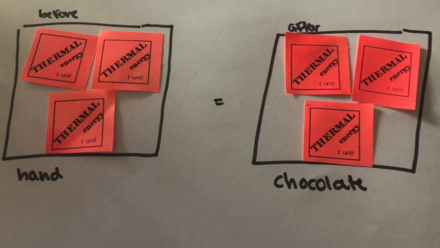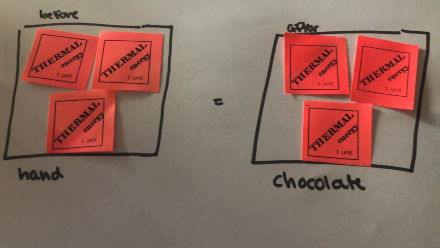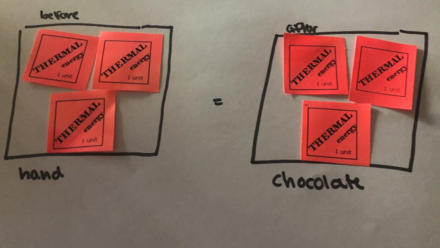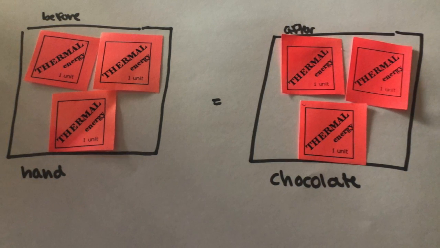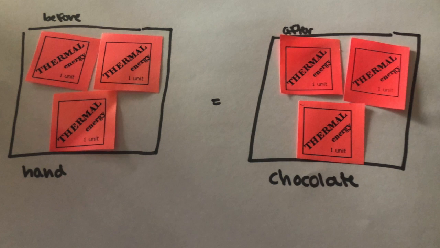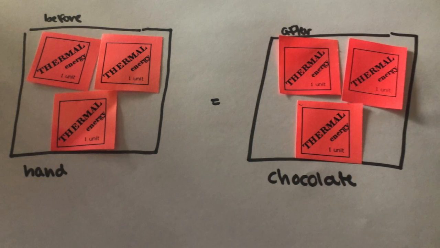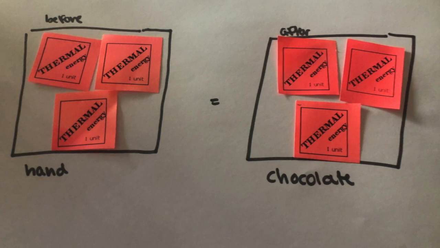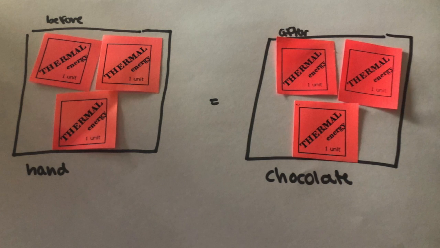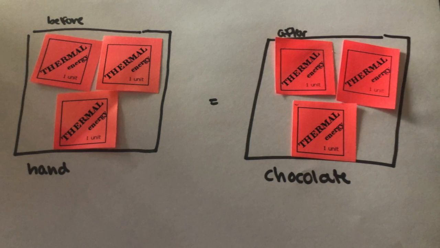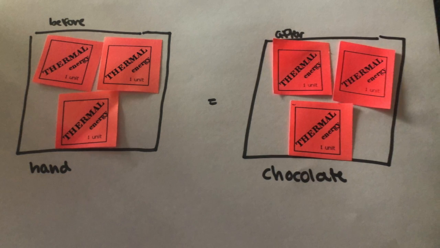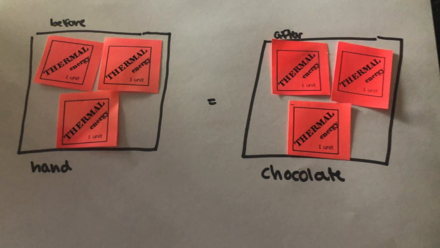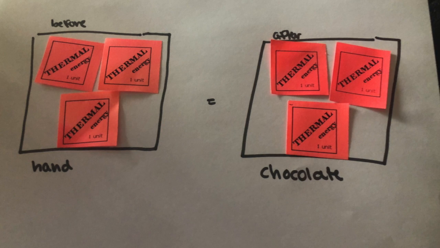So here we are illustrating the energy transfer from my hand to the chocolate, which caused the change in substance from a solid to a liquid. So my hand was obviously warm from the warmth of my body heat, and when I placed the chocolate in my hand, I was able to transfer the warmth from my hand to the chocolate, which was able to melt the chocolate. So melting was the change that happened there.